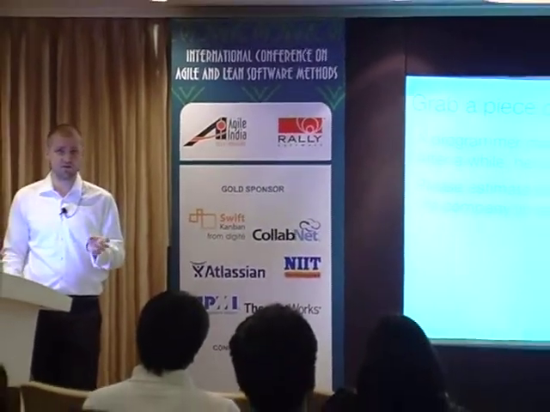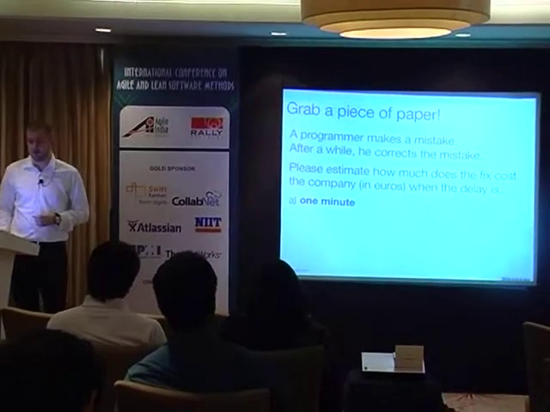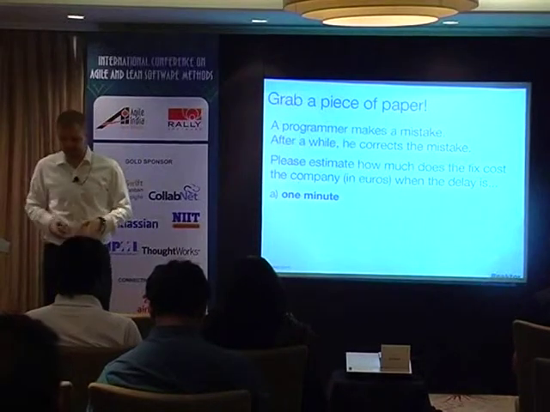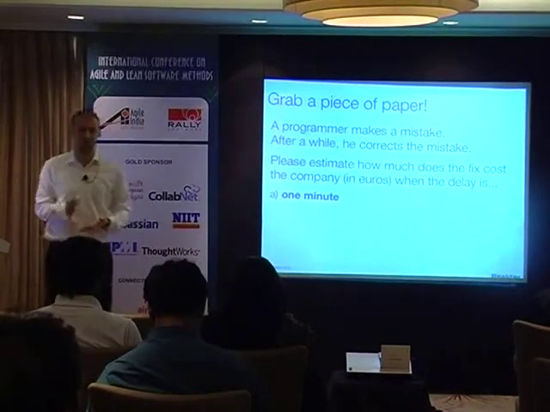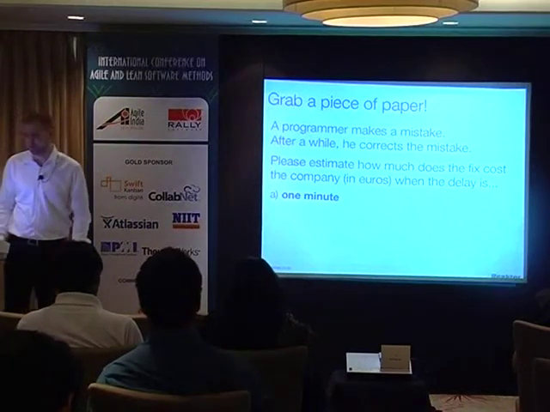Here's the situation. There's a programmer, he's working on some code, he makes a mistake, and then sometime later he realizes the mistake and fixes it. Now the question is, how much in cash does fixing the error cost if the delay is 1 minute? I make the mistake, 60 seconds later, I see I made a mistake, let me fix it. What's the cost? Write it down. Some kind of currency. For me, it would be euros, but for you, it's probably something else.